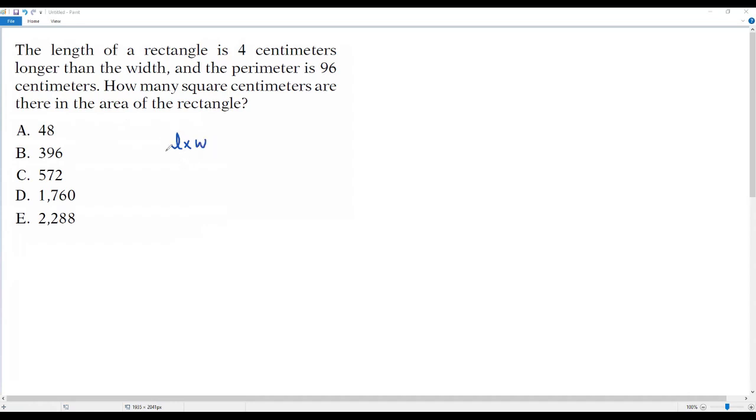Okay, now to get the area of the rectangle, we need the length and width. We have to find the length and width using the given information. That is, the length of the rectangle is 4 centimeters longer than the width and the given perimeter is 96.